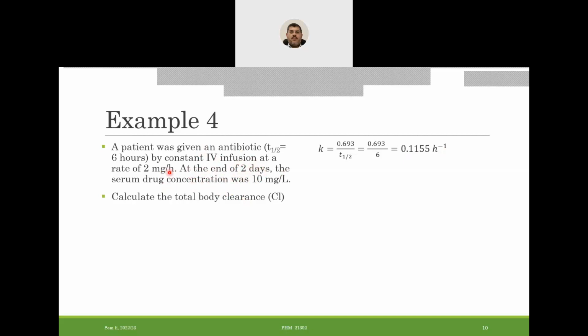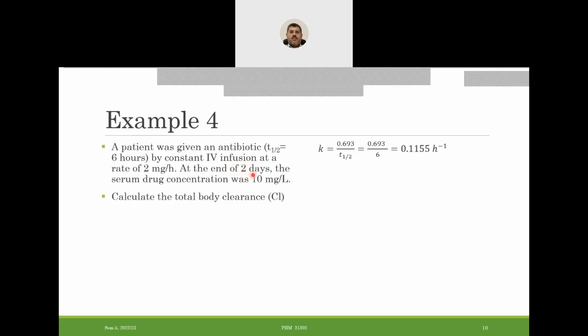At the end of 2 days, the serum drug concentration is whatever. I didn't mention whether it is a steady state or not, but we can know from the half-life. Half-life is how many hours? 6 hours. How long does it take to reach a steady state? Practically we use the value of 5 half-lives. So 6 hours times 5 half-lives equals 30 hours.